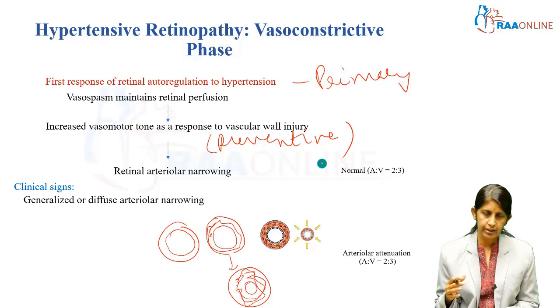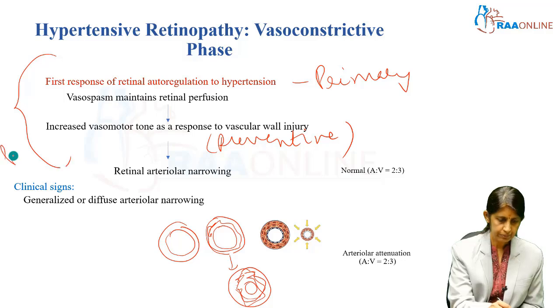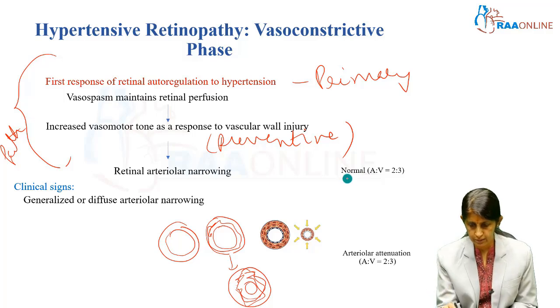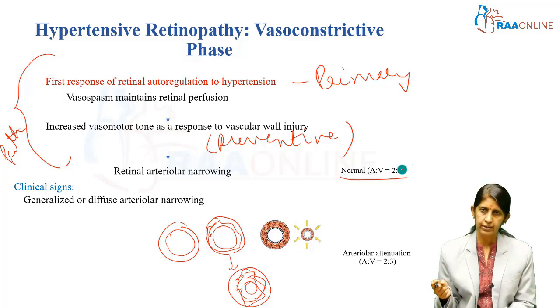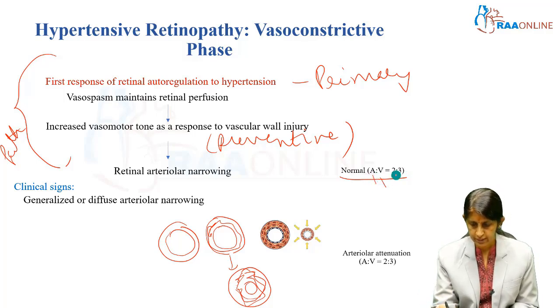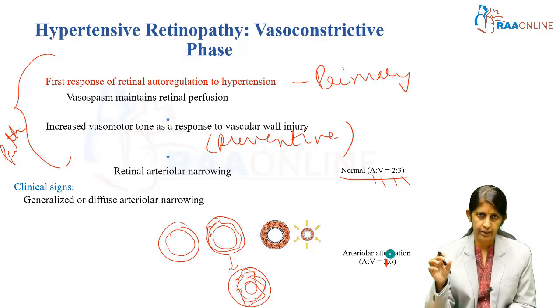This causes retinal arteriolar narrowing. This is the pathological mechanism, but what we see clinically is a generalized or diffuse arteriolar narrowing. This is also important: when you are observing the retinal vasculature using direct ophthalmoscopy, the normal AV ratio, arteries to veins, is 2:3. Artery size is 2 and vein is 3. With arterial attenuation, this ratio of 2:3 can become 1:3. That indicates that arteries are narrowing in size.